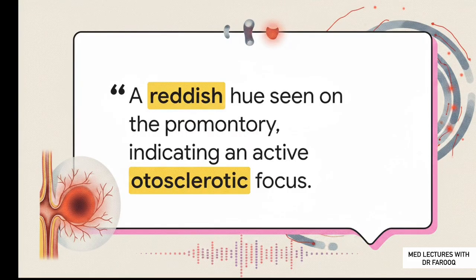Okay, this next part is a crucial physical exam finding. The tympanic membrane itself is going to look completely normal and perfectly mobile. However, in about 10% of cases, you're going to observe what's called the Schwartze sign. This is a very distinct reddish hue seen on the promontory, right through that translucent tympanic membrane. That red glow, it's literally the highly vascular, active, otosclerotic focus we discussed earlier shining through. Lock this finding firmly into your memory.